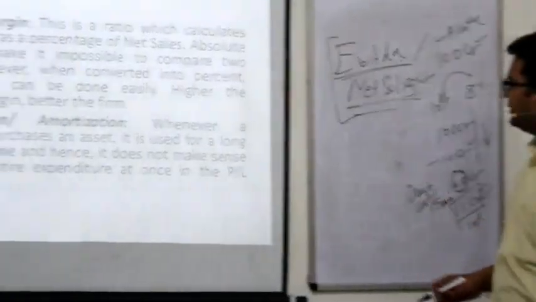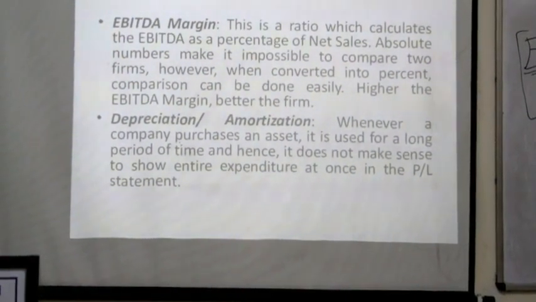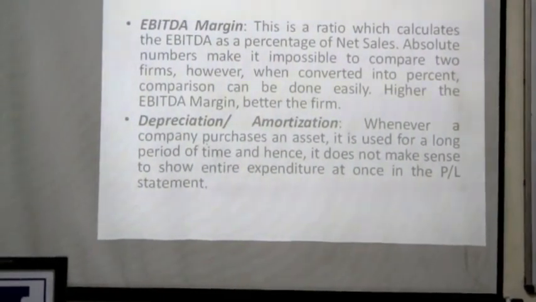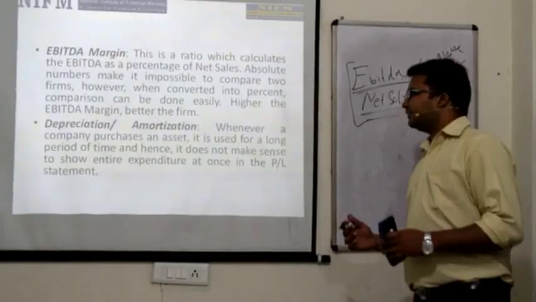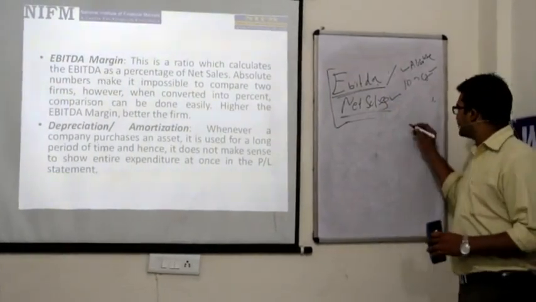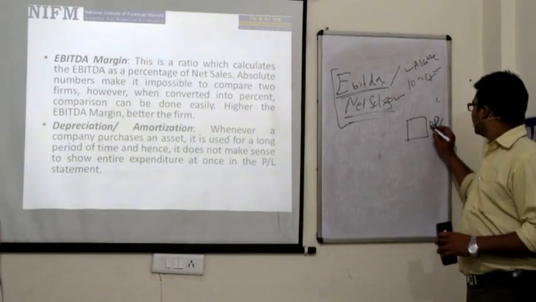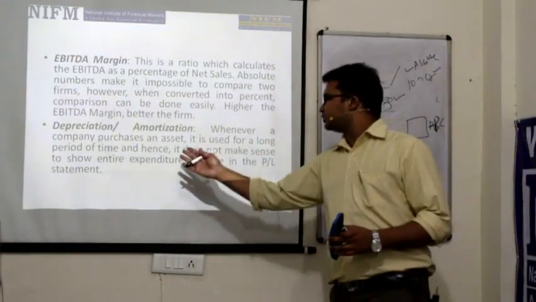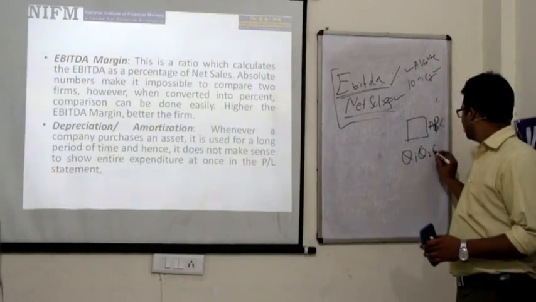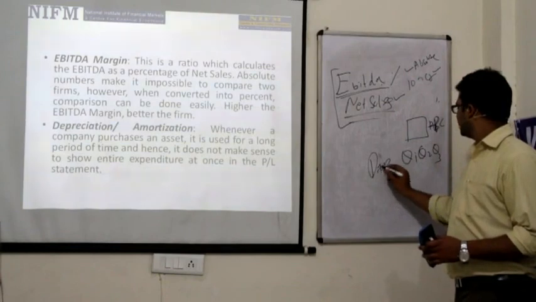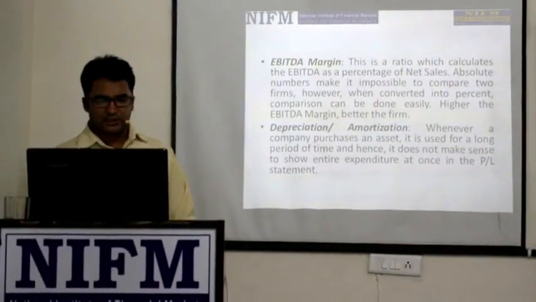Now the other element to be looked upon is the depreciation or amortization amount. When we talk about depreciation, a company purchases an asset, say asset ABC, and it is used for a long period of time. Hence it does not make sense to show the entire expenditure at once in the P&L. That is why we show it every quarter. And hence when we talk about the income statement, we see the depreciation amount shown in every quarter.